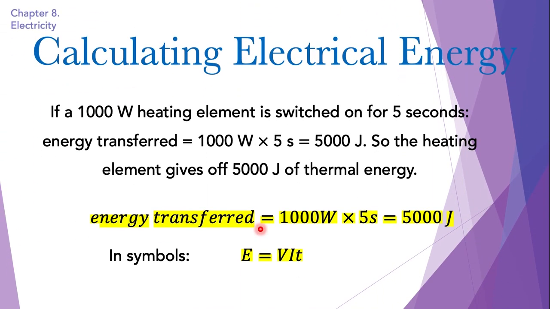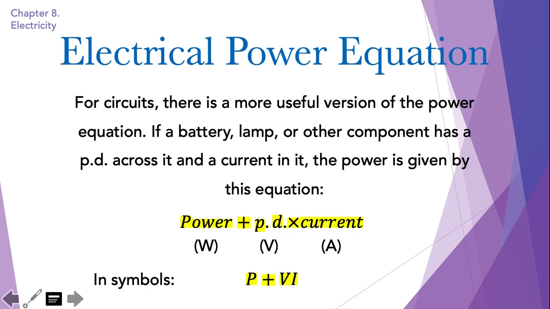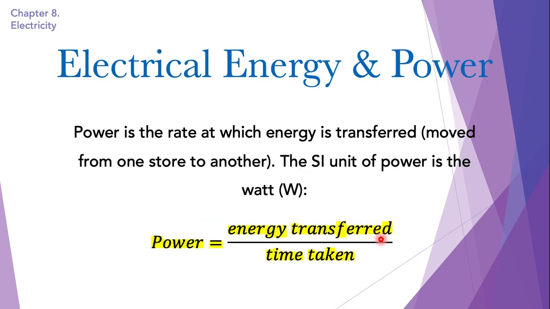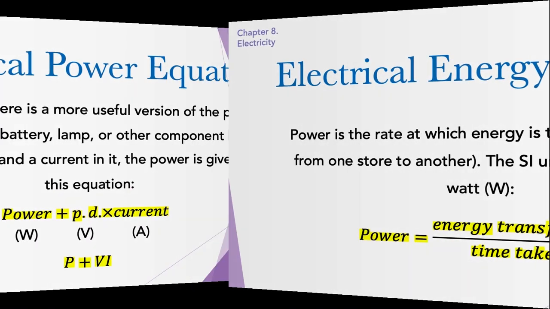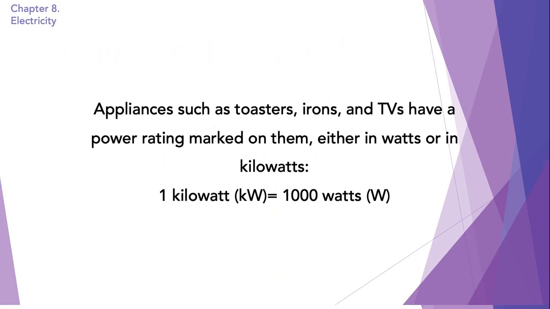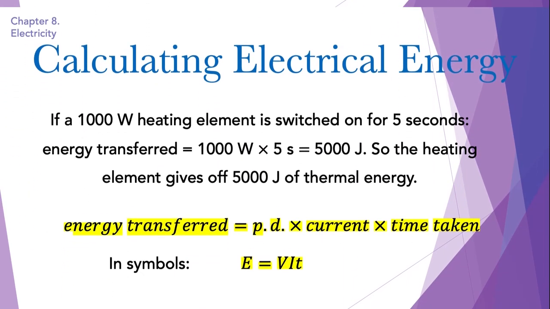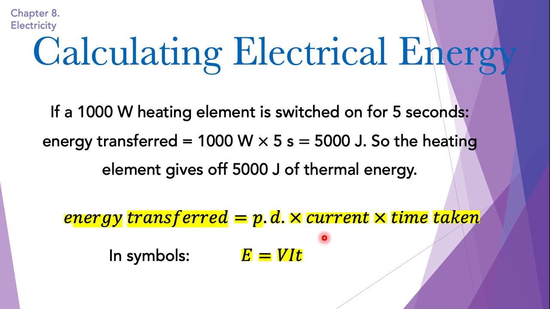So this is how we calculate electrical energy. How we calculate power, this is the equation we use for power. There is also an equation of power: energy transferred divided by time taken. But if we don't have the energy, we can find power with potential difference and current. Then we can find the electrical energy transferred by power times time taken, also by this equation. This is the same as power times time taken, we're just breaking down the power here as well.